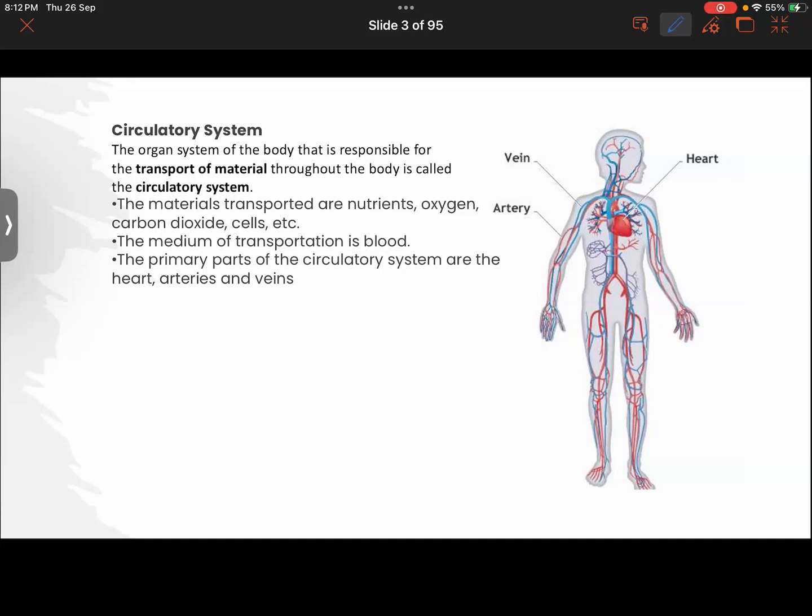And these are the primary or the main parts of the circulatory system, namely the heart, veins, and arteries. Further, as we proceed, we will be learning about many other things. We'll be learning about some other important topics, like capillaries. What are capillaries? We'll be learning about so many different things in this.